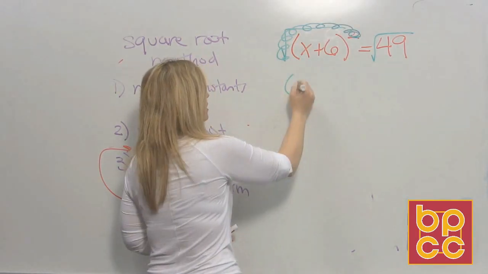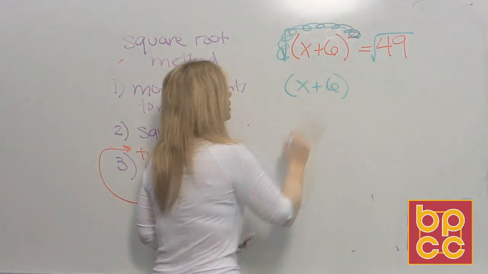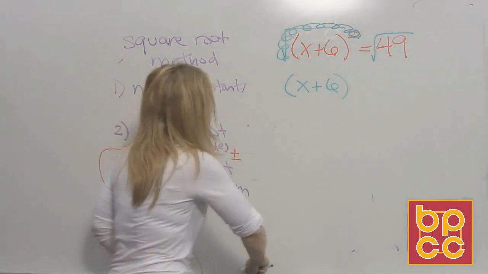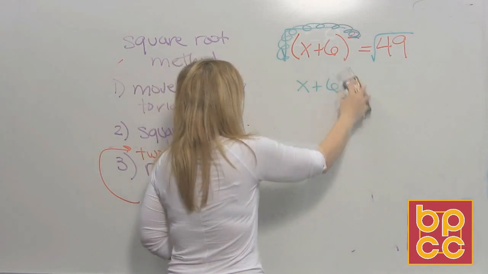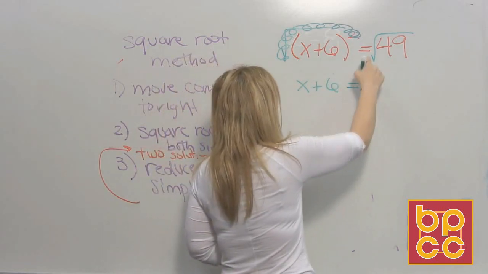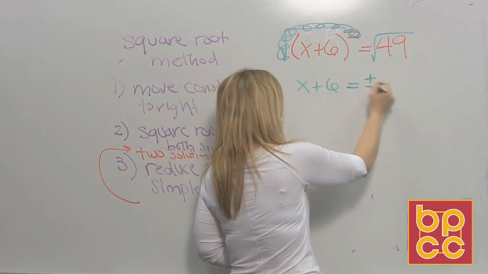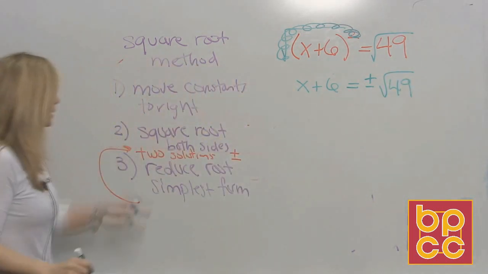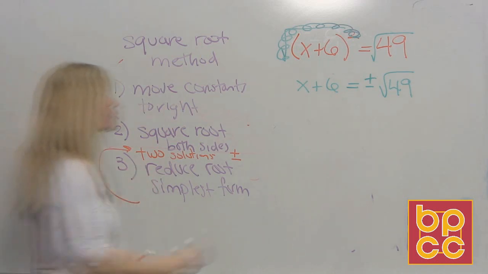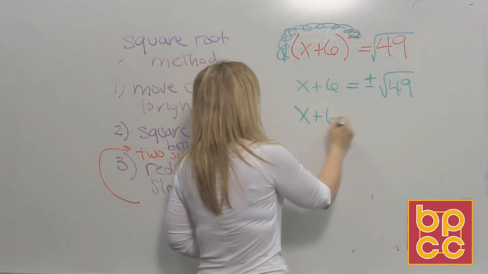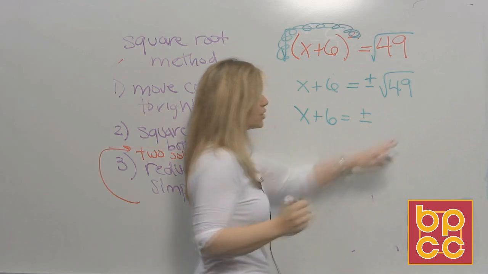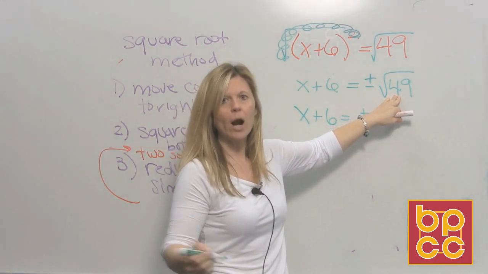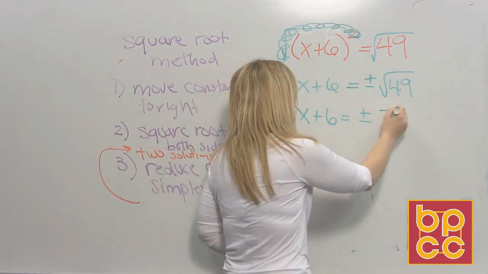That would leave us with x plus 6. Do I need to keep that in parentheses as it's all by itself on the left side? No. So let's drop those parentheses. Equals, what are we going to put here? Plus or minus. Now I have the square root of 49. Now, all roots have to be reduced. x plus 6 equals plus or minus. Do we have any work here? No. 49 is a perfect square. What times itself is 49? 7.